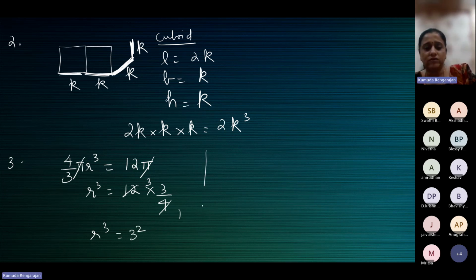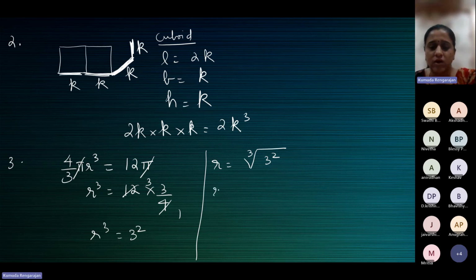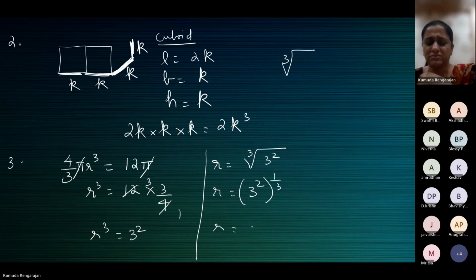Okay, so r is equal to the cube root of 3 square. Because the option there is in this form, that's why we are not writing 3 square as 9. This is the radical form. So the exponential form will be 3 square to the power 1 by 3, which is 3 to the power 2 by 3.